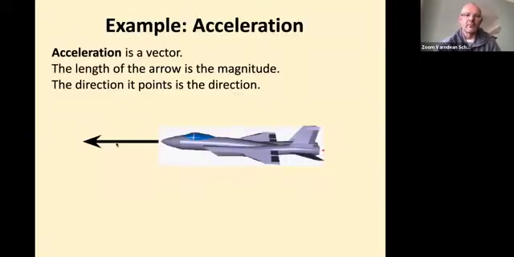So here's an example, acceleration. Acceleration is a vector. The length of the arrow is the magnitude. So if we draw a bigger arrow, we say more acceleration. And the direction points in the direction of the acceleration. Things accelerate forwards, or they accelerate backwards if you're reversing. Or if they're slowing down, the acceleration is backwards as well. You'd have an arrow going backwards because it was slowing down. So that really helps us, this arrow idea.